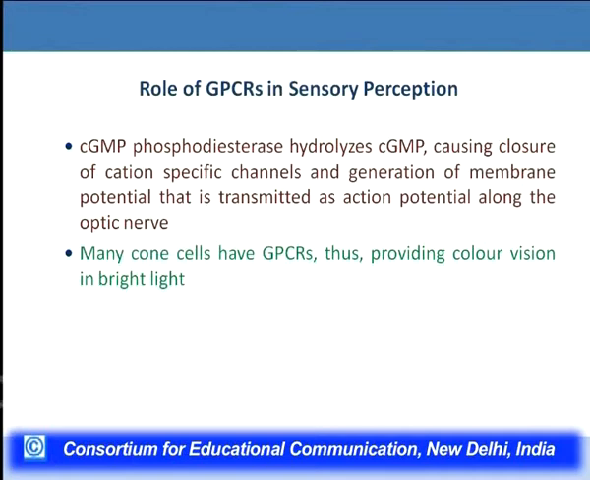Photon is basically being taken up by the cone cells. Rhodopsin is getting activated. This is leading to activation of a G protein, which is leading to activation of a phosphodiesterase, which is leading to hydrolysis of cyclic GMP, which is leading to change in the opening and closing of the cation specific channels, which leads to change in the membrane potential, which leads to production of action potential, and this action potential is transmitted by the optic nerve to the brain, so that an organism can recognize whether it is white or black, whether it's dark or light in the surrounding region.